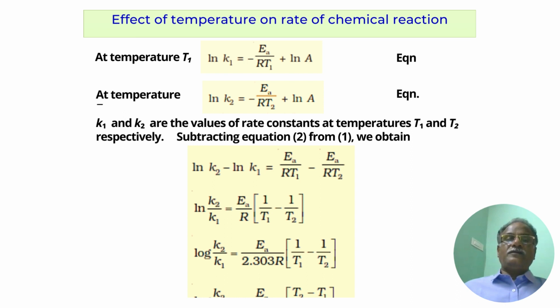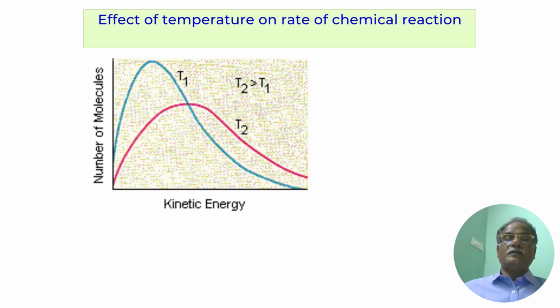The effect of temperature on rate of chemical reaction. Here, this is the derivation. It is based on taking logarithms of the Arrhenius equation. The effect of temperature on rate of chemical reaction can be studied by using these plots. Here let us see the blue curve represents T1, the red color curve represents T2. So here, T2 is greater than T1.